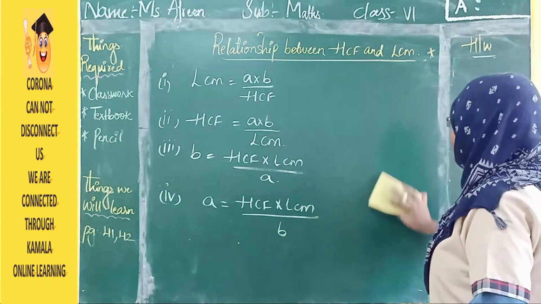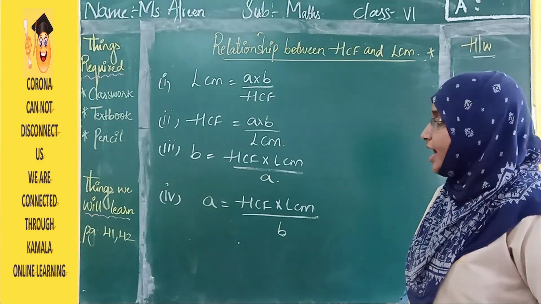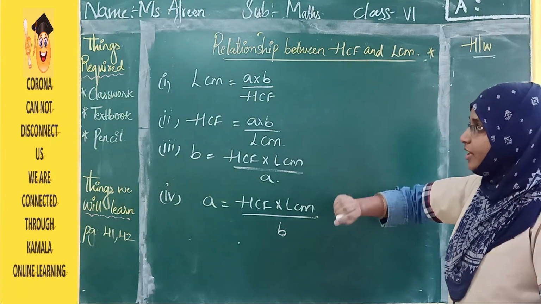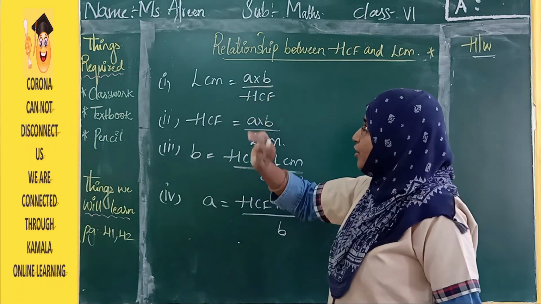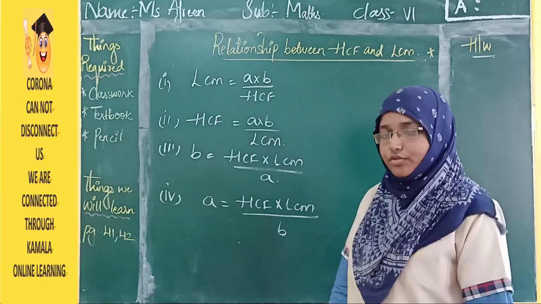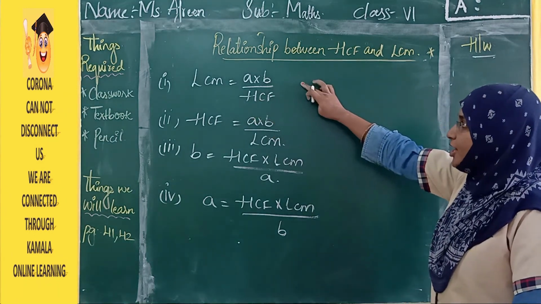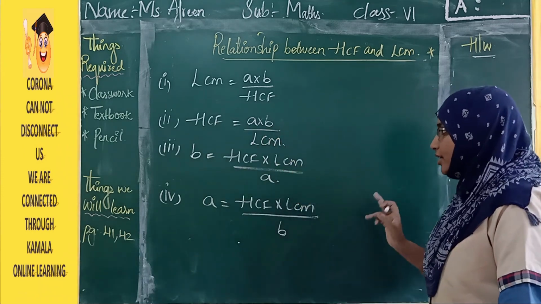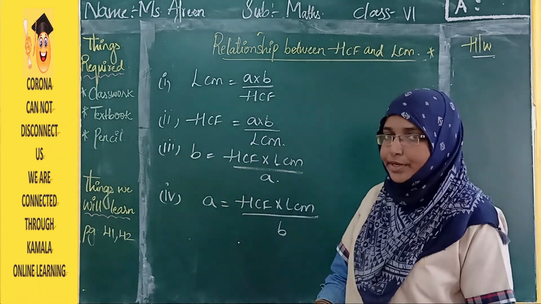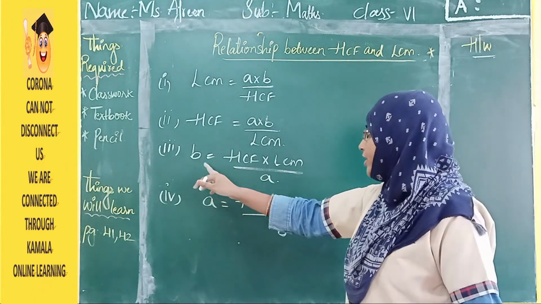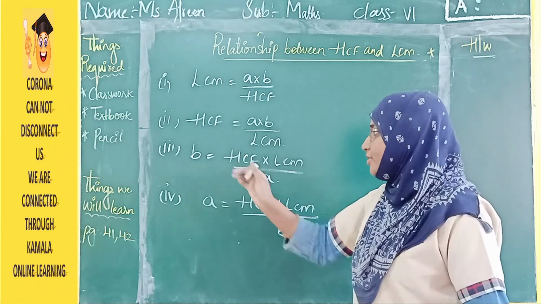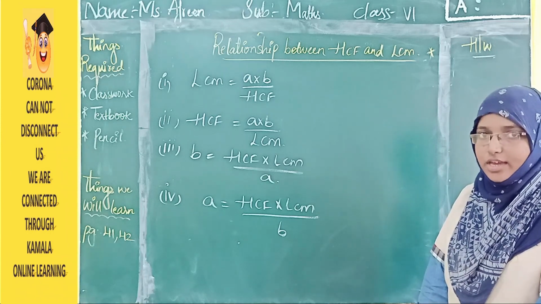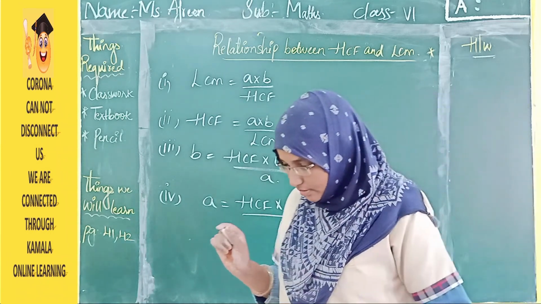These are the relationships between LCM and HCF. First, HCF into LCM is equal to the product of two numbers, which you can write as A and B. If they give you HCF and the product of two numbers and ask you to find LCM, the formula is LCM equals A into B by HCF. If they ask you to find HCF, you write A into B by LCM. If they give one number and ask for the other, then HCF into LCM by A gives B, and HCF into LCM by B gives A. Okay, these are the rules. Please copy them in your classwork.